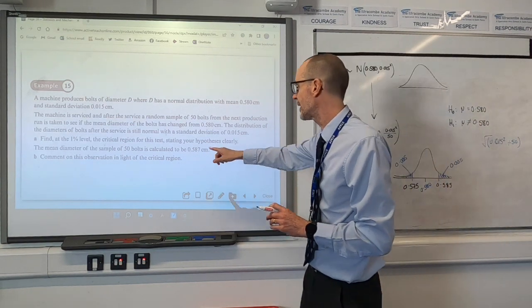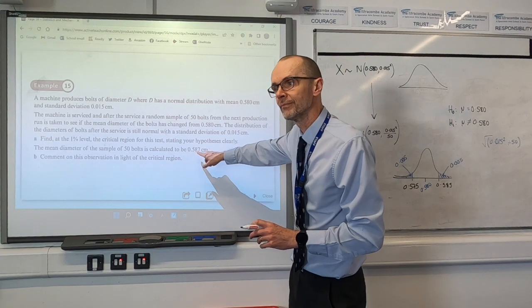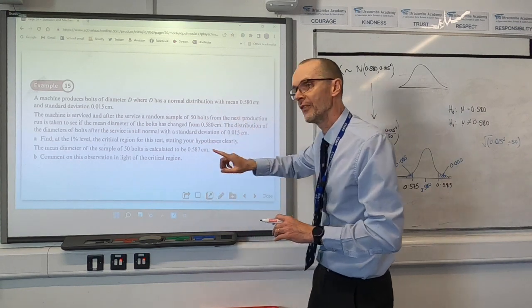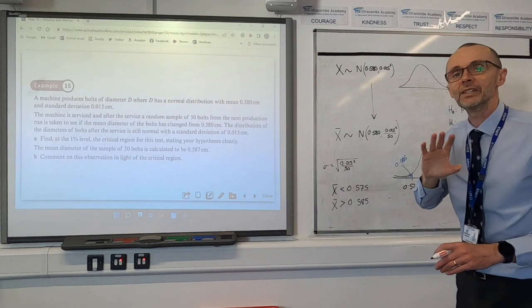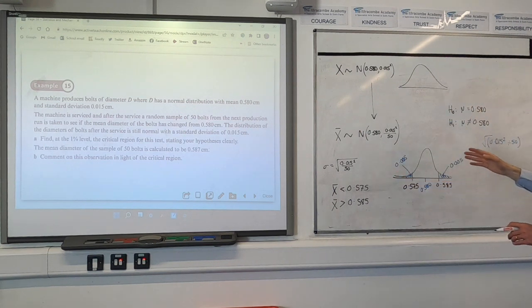And that means in this case, we're worried. Alarm bells. 0.587, that's bigger than 0.585, so we do have sufficient evidence to reject the null hypothesis and to suggest that the mean has changed. And note that we only say the mean has changed. I know it's obvious that the mean may be bigger, but because it's a two-tailed test, we just say that the mean has changed.